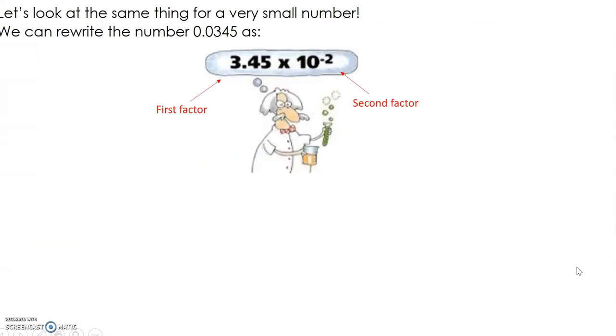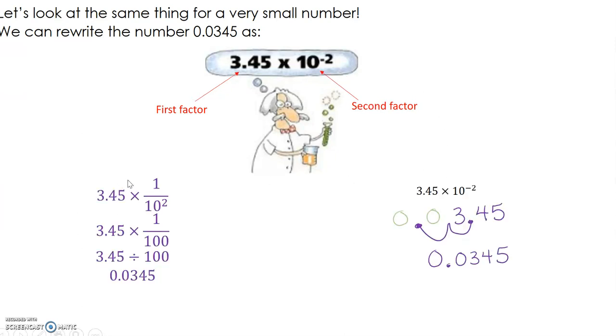If I was to do the same thing with a number in scientific notation that's very small, take a look at that second factor. We still have a power of 10, but now the exponent is negative. Think back, what do you remember about negative exponents? Oh, they always come out to be fractions, so it would be like 1 over 10 to the second, or like 1 over 100. So if I was to multiply that 3.45, the first factor, by the 1 over 100, it would really just be like dividing by 100, which gives us 0.0345.